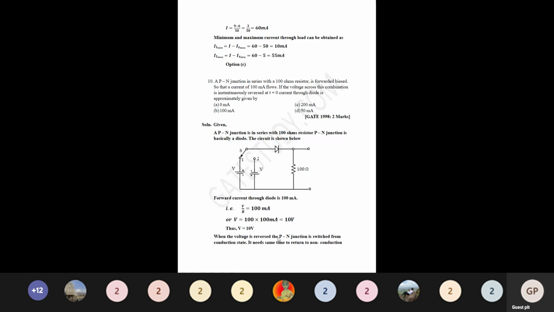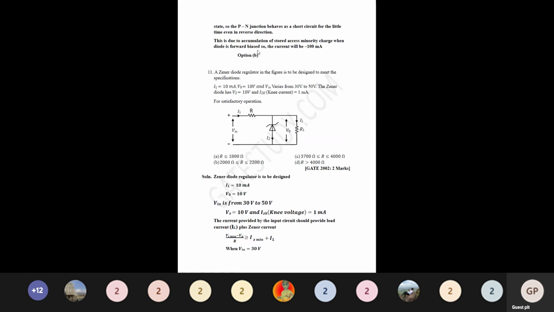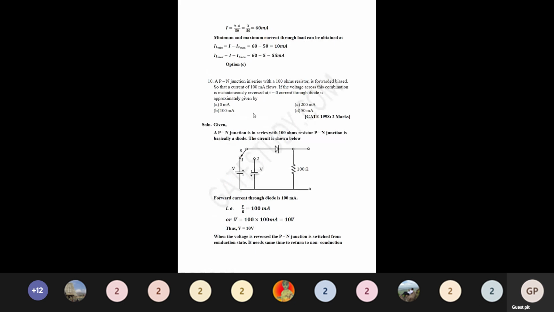When the voltage is reversed, the PN junction is switched from the conduction state to the non-conduction state. It needs some time to return to the non-conduction state, so it will exhibit a short circuit for a little time. This is due to the accumulation of stored excess minority charges when the diode is forward biased. So the current will be 100 milliampere. B is the right answer.